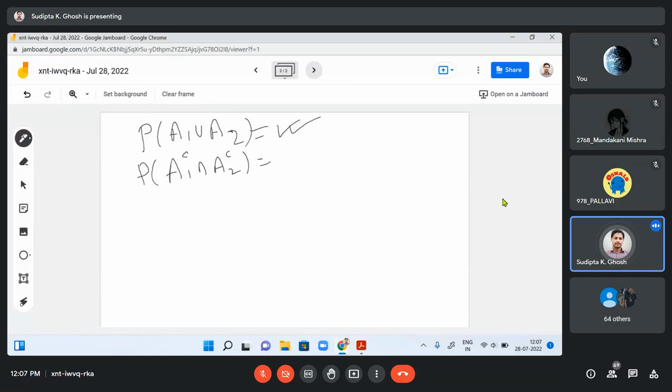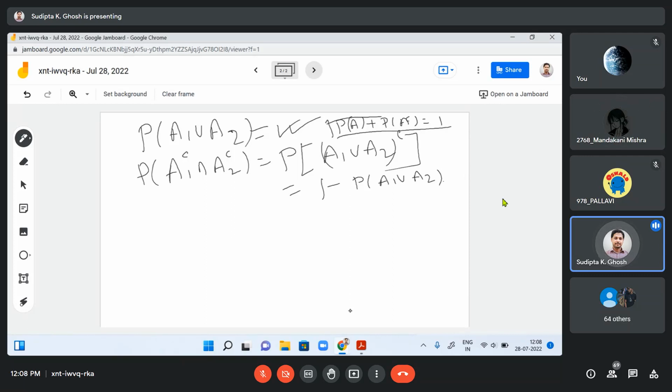Can you find this probability? How? By using De Morgan's law, because we know this result. I mentioned that probability of A plus probability of A complement is always equal to 1, whenever I started the so-called complementary event. So using that result, I am writing 1 minus probability of A1 union A2.